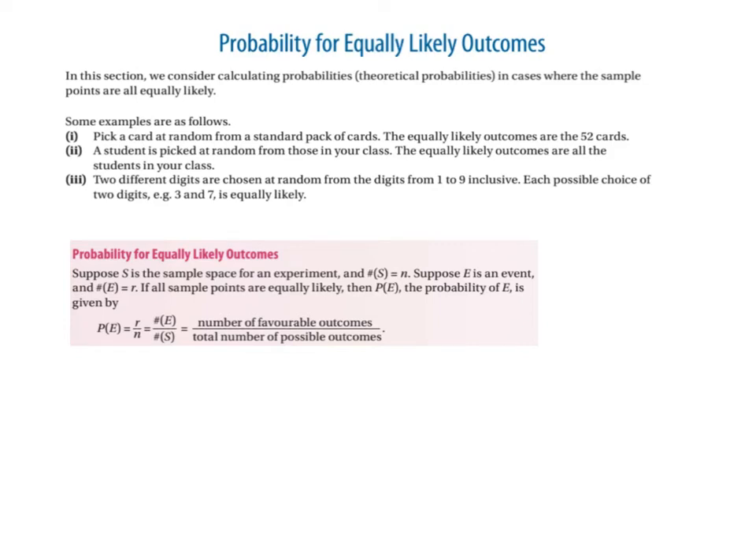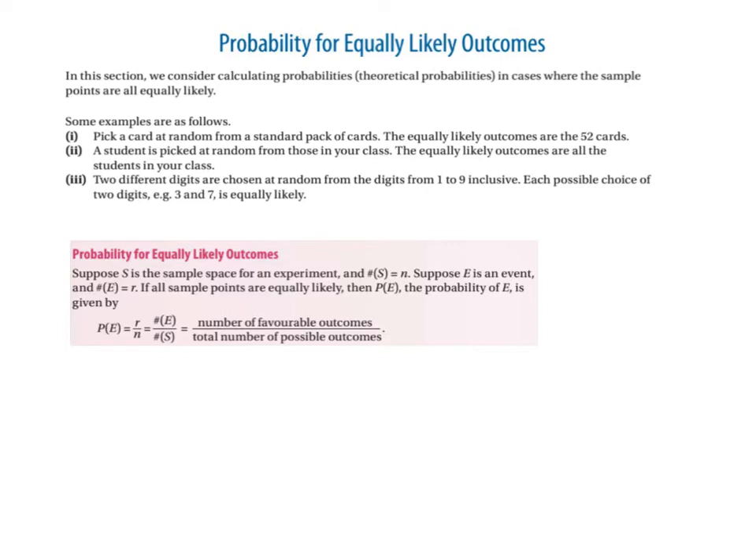Hi guys, for this lesson we're going to look at probability for equally likely outcomes. This is just in the cases where the sample points are all equally likely. An example would be if I pick a card at random from a standard pack of cards, they're all equally likely to be chosen, all 52 of them.